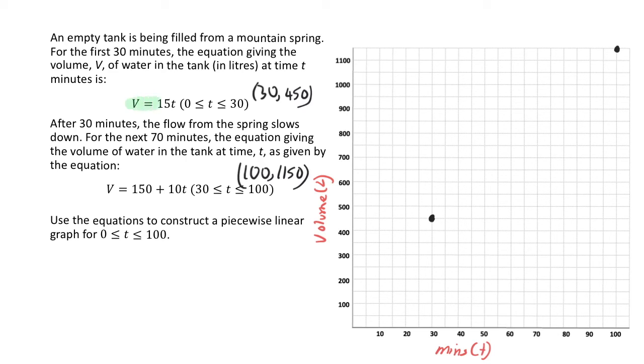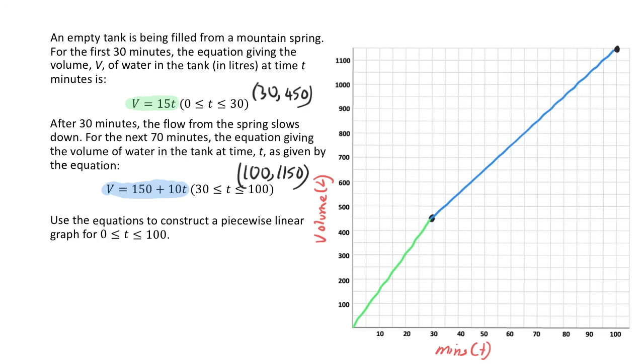For the first one, V equals 15t, I join up my (0, 0) origin and my first intersection point, because when filling the tank it starts at a volume of 0, and after 30 minutes it has a volume of 450. Then I complete my second equation, V equals 150 plus 10t, by joining my remaining two dots. Because we're given domains with a definite endpoint of 100 minutes, I don't need to put an arrow on the end of that line. That is my completed piecewise graph for the question in the example.